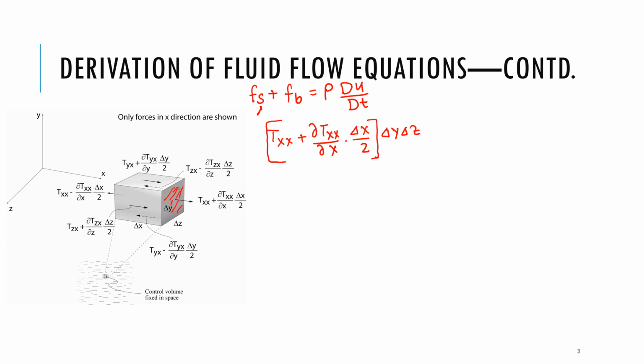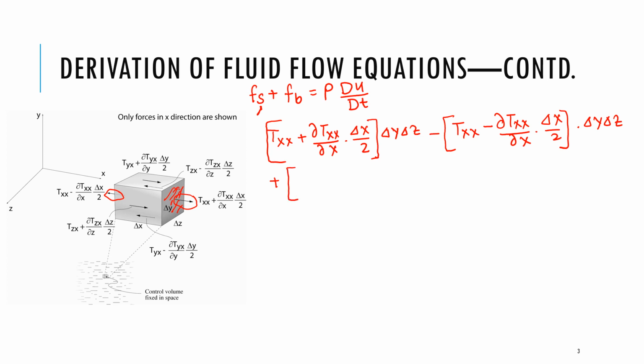So this is what's acting here, but there's also the one on the other face that we have to subtract. So minus Txx minus ∂Txx/∂x times Δx over 2 times ΔyΔz. So this is the net force that's in the x direction, net surface force. Likewise, we write y and z direction.